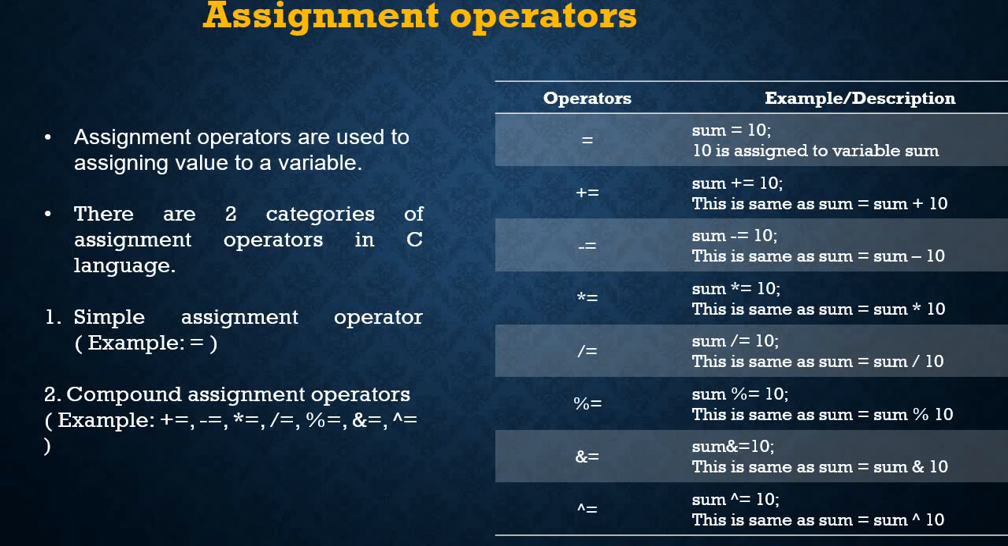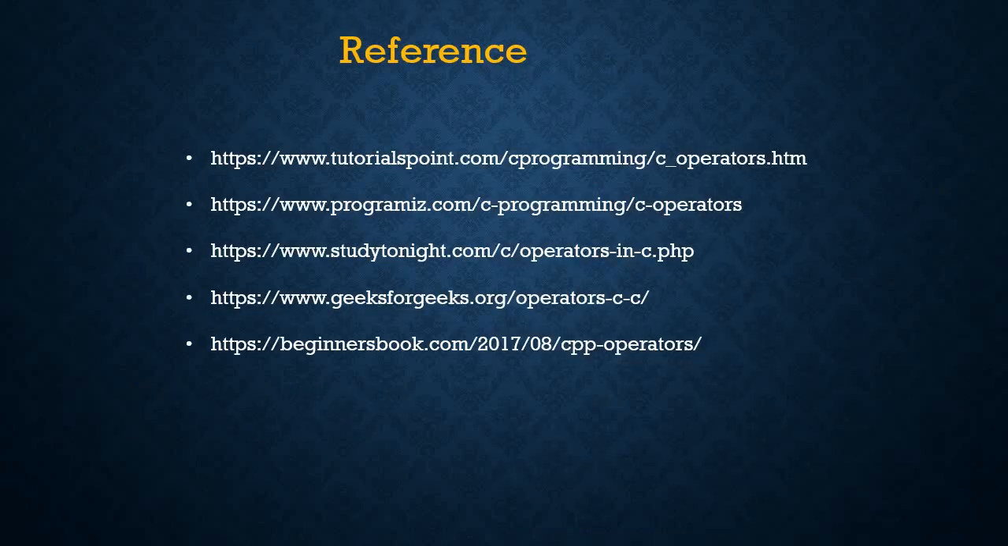Say for example, sum is equal to 10. Here the 10 will get assigned to the left side variable sum. Plus equal to means sum plus equal to 10, so this is the same as sum is equal to sum plus 10. In a short form we are using plus equal to together. Minus equal to means sum is equal to sum minus 10. Star equal to means sum is equal to sum star 10. Similarly for the rest of the cases also.